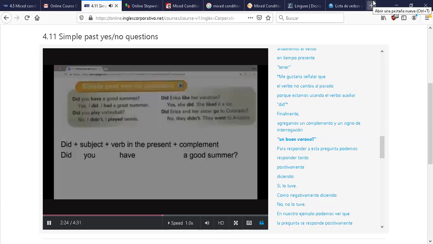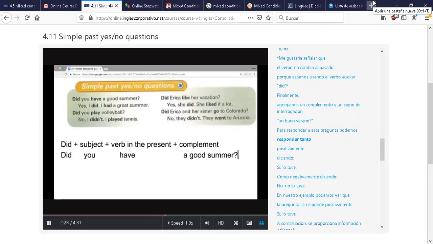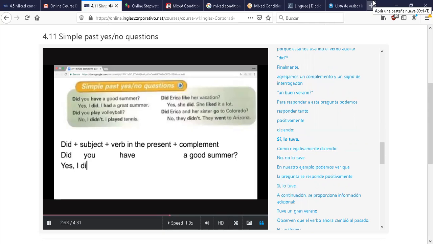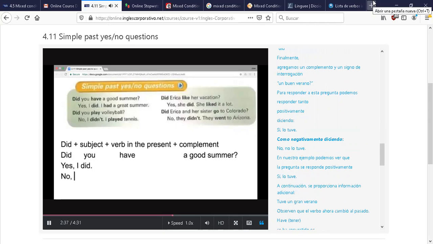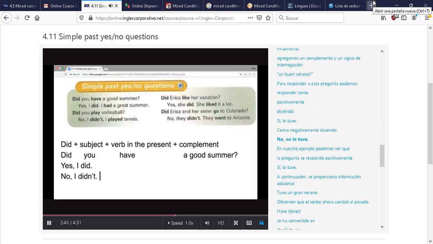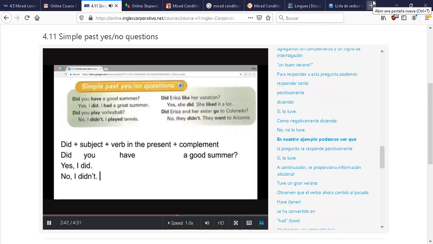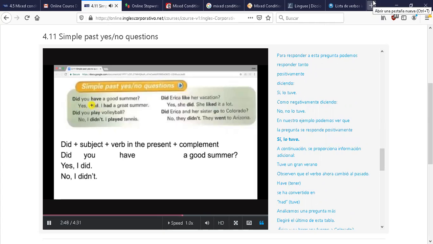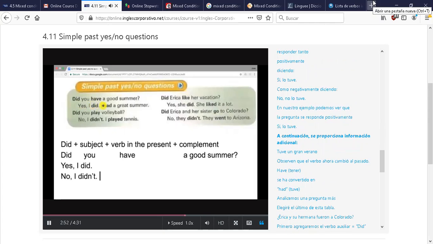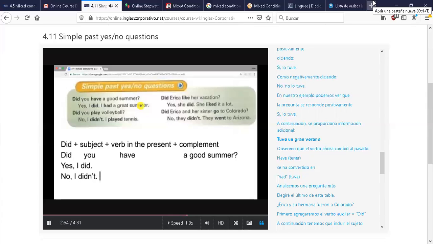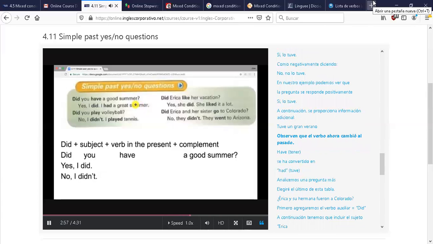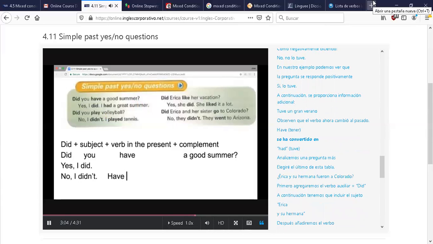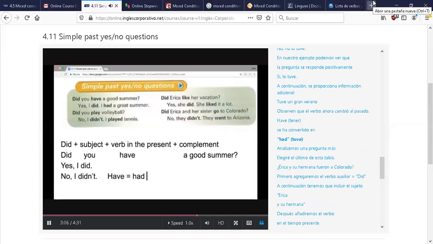To answer this question, we can answer either positively by saying, yes, I did, or negatively by saying, no, I didn't. In our example, we can see that the question was answered positively, yes, I did. Then extra information is given. I had a great summer. Notice that the verb now changed to the past tense. Have turn into had.